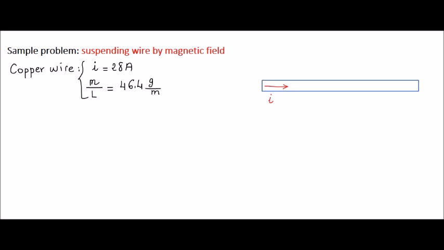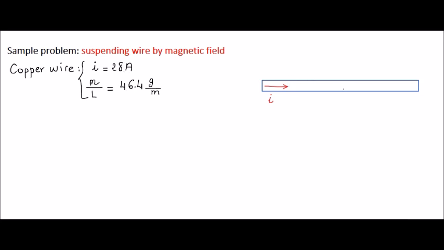Let's take a practical example. Here we have a sample problem about how to suspend a current carrying wire by using a magnetic field. We have a horizontal wire with a current flowing in it. The wire has a mass m and a length L. We are given the ratio mass per length, which is a linear density, and we are given the current, which is 28 amperes. The question is how to suspend the wire.